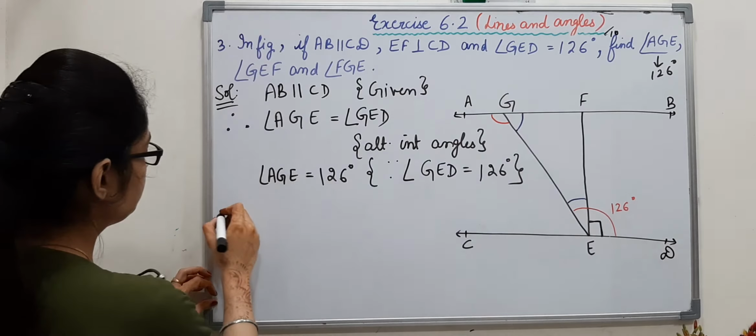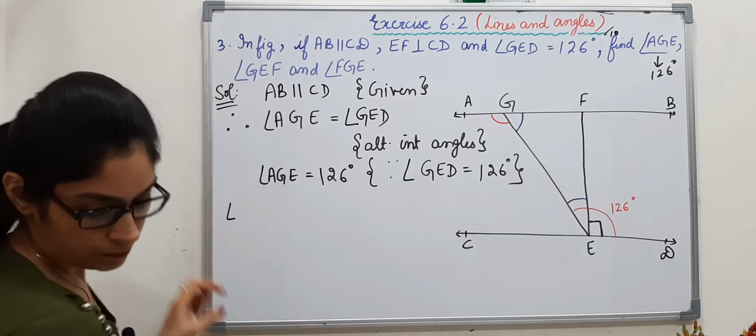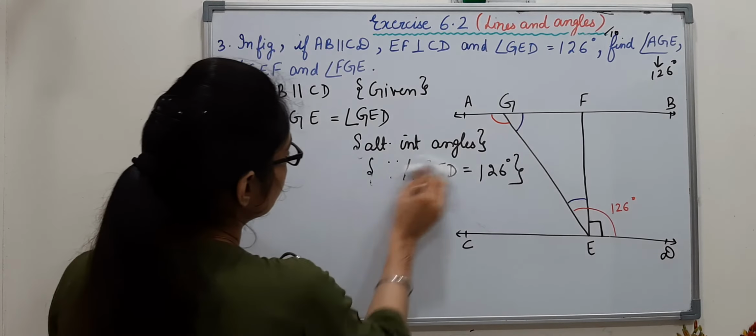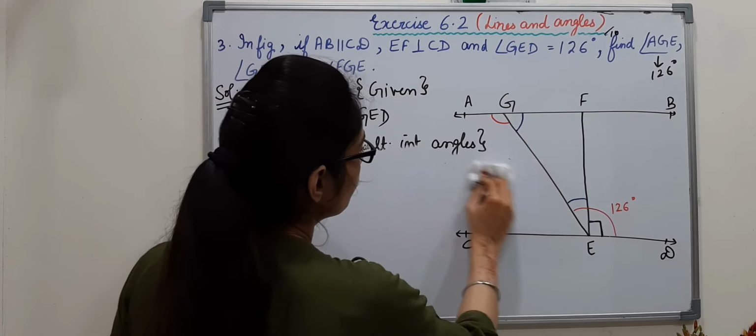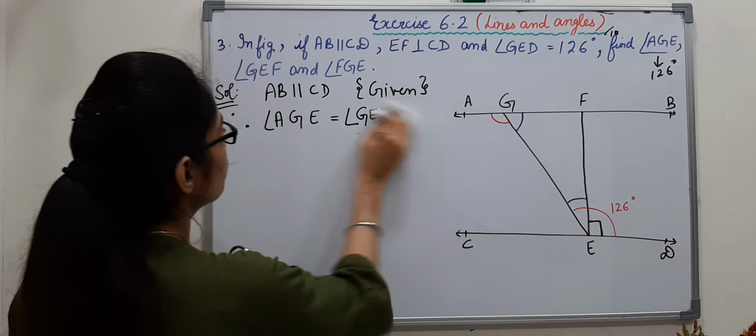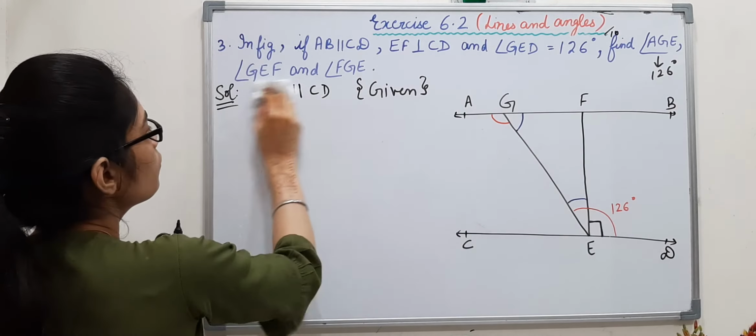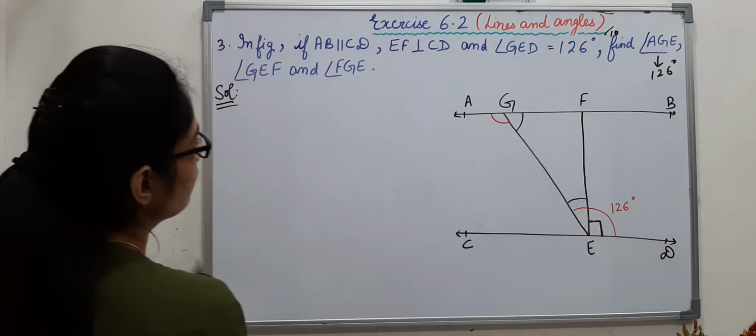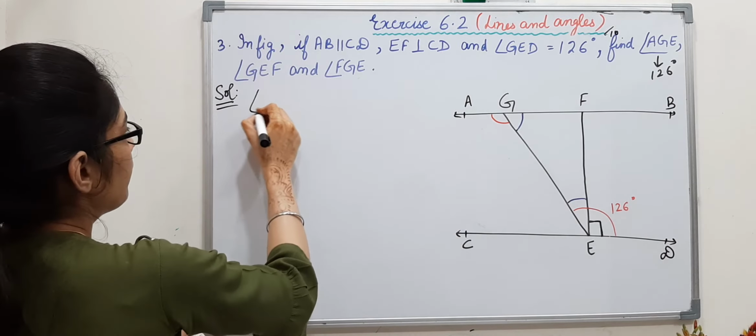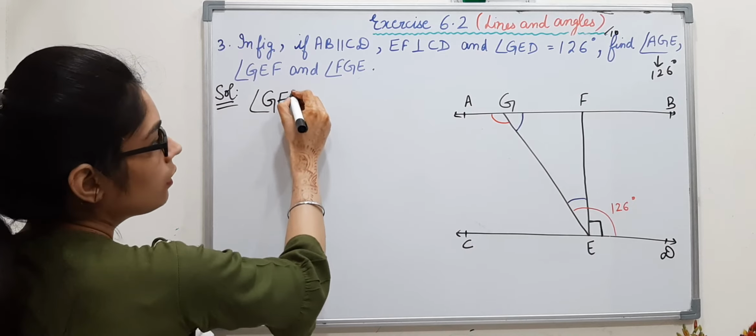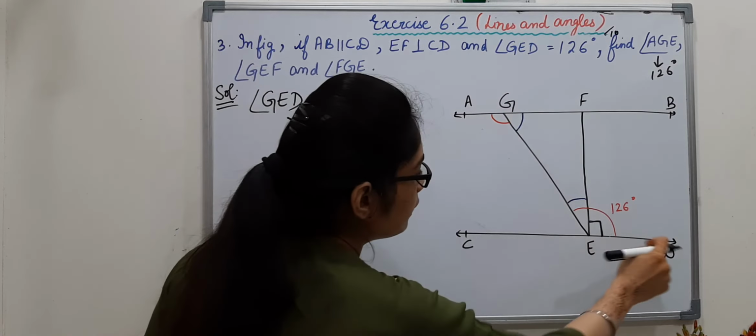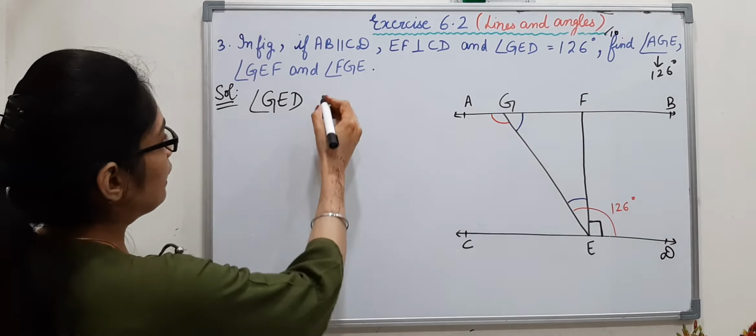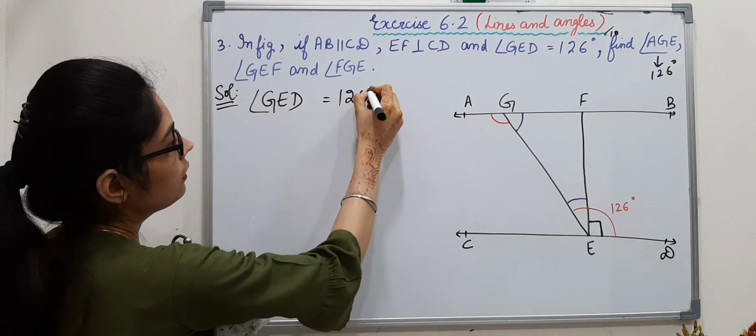So we can see angle... because we have been given the value of angle GED. So I can start from here, angle GED, this 126 degrees which I have marked with red color. It is equal to 126 degrees.